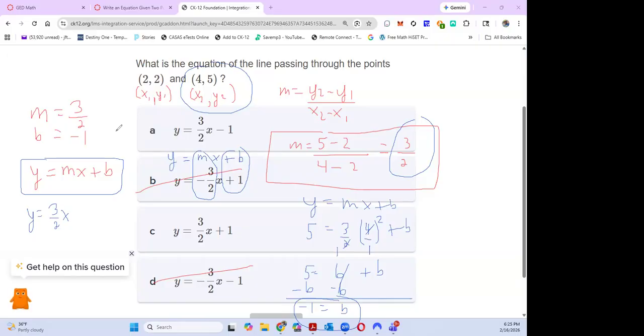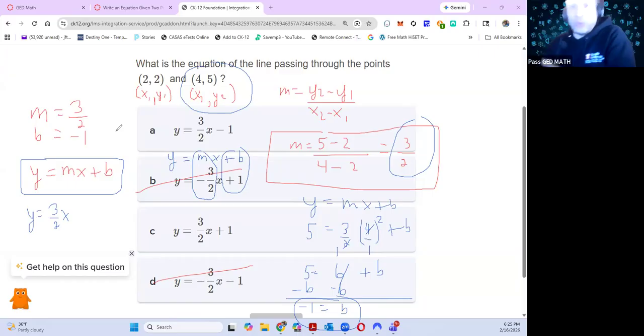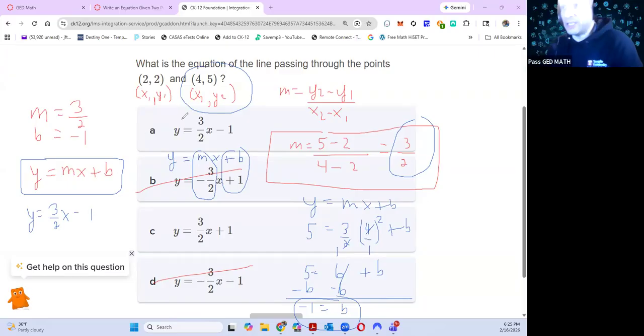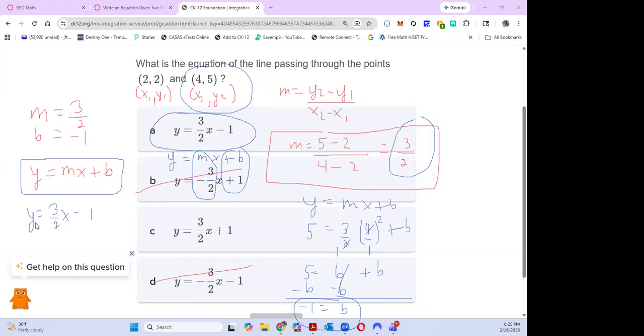Instead of b, we found out what the y-intercept was, -1. So my equation of the line is y equals 3 halves x minus 1, which is A. Hold on, don't erase that yet.